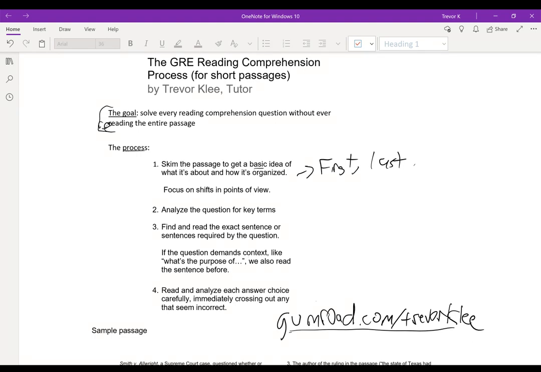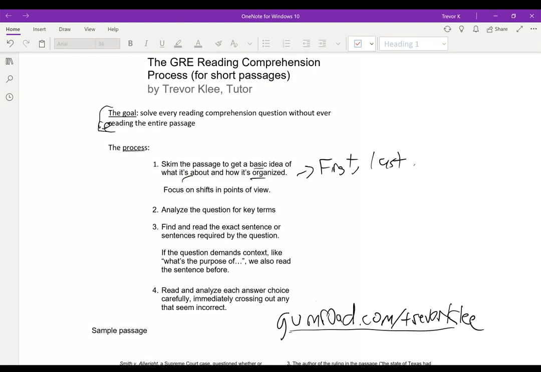In which case we're not going to be reading the first sentence and last sentence of each paragraph. We'll just read the whole passage. But we don't want to actually pay attention to all the details. We just want to get a basic idea. What is it about and how is it organized?